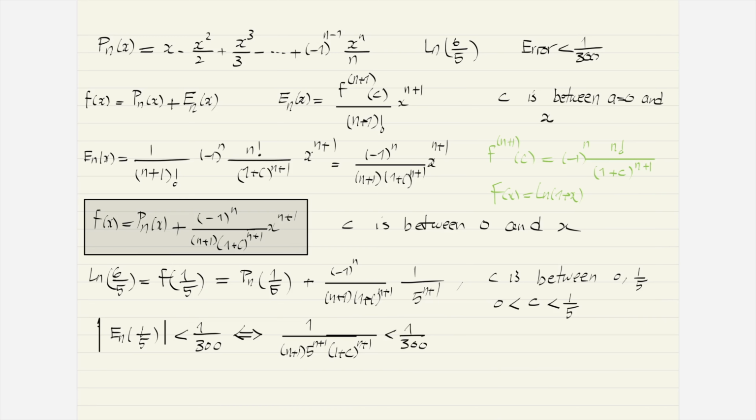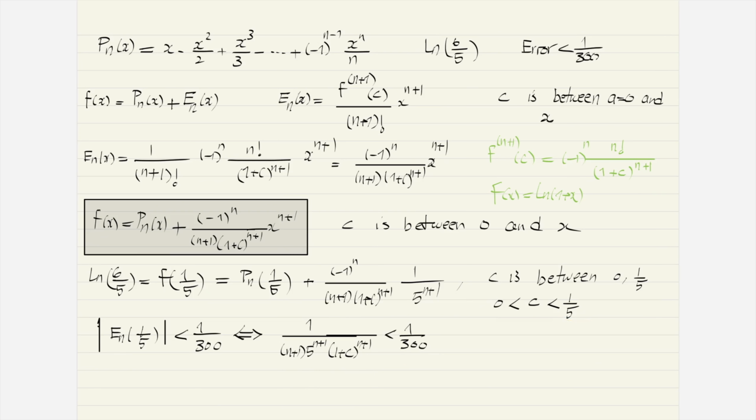But you see, this is an inequality for n, and c is still not known. What we know about c is that c is somewhere between 0 and 1 over 5. So you shouldn't look for really solving this inequality and finding an exact value of n. You need to do something so that you are on the safe side. So you say, okay, in the worst case scenario, this happens. So I have to choose n in a way that in the worst case scenario, this is guaranteed to be less than 1 over 300 if I know c is somewhere between 0 and 1 over 5.